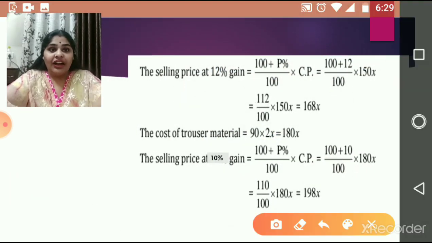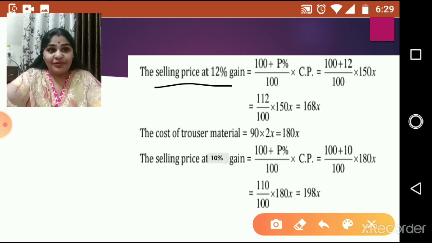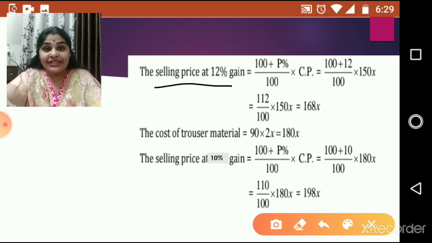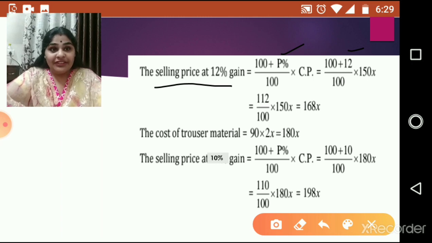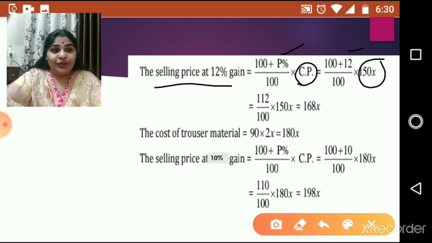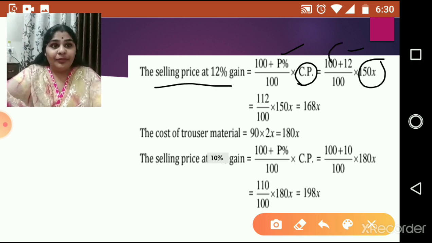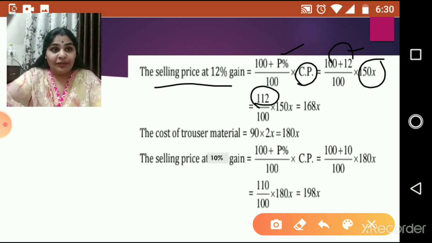So here now the selling price at 12% gain. What is the formula? 100 plus profit percent whole divided by 100 multiplied by CP. CP is cost price. So let us substitute whatever we have. We have profit percent, that is 12. We just now got our CP, that is 150x. So after substituting the values, in the numerator 100 plus 12 will be 112, divided by 100 multiplied by 150x as it is.